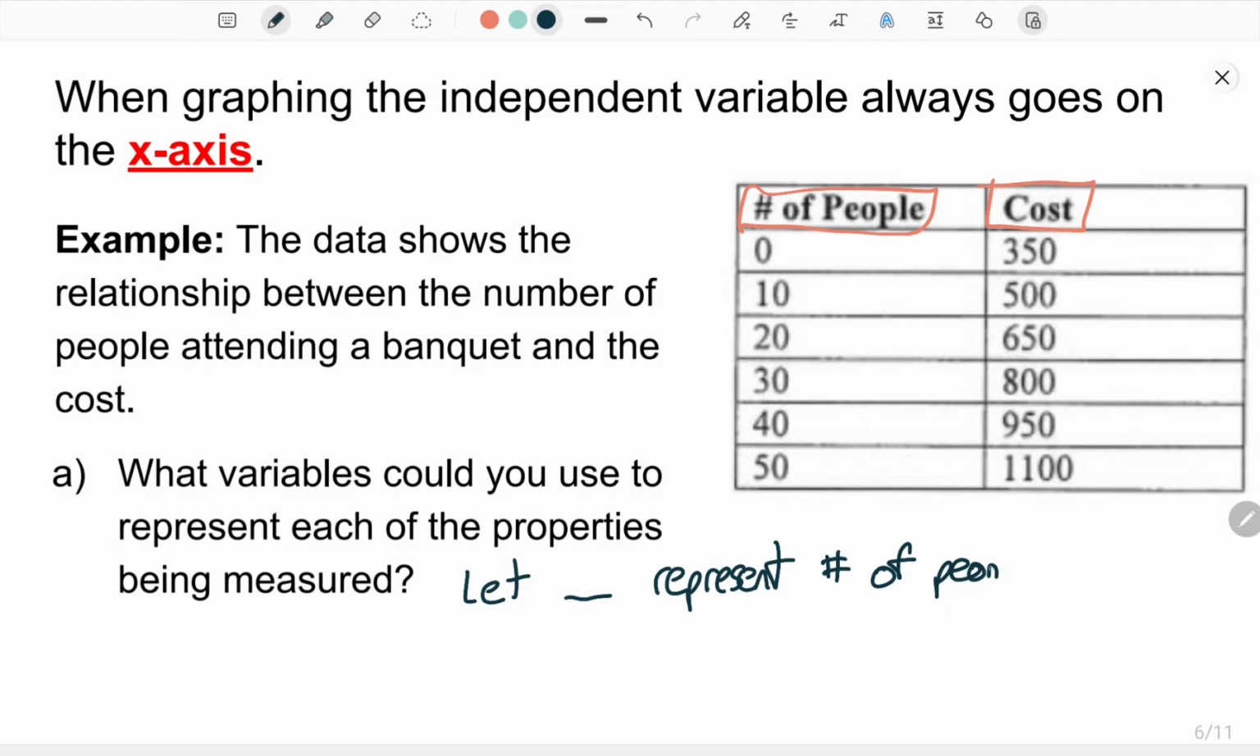For the number of people, I like to use the letter N for number. That's a fairly common one. You could also use X, but you don't have to use X and Y, though it is fairly common. For cost, C is just short form of cost, so we can use that as our variable. So let C represent the cost. Now, whenever we're referring to those two things, we can just say C or N and save ourselves a bunch of time.